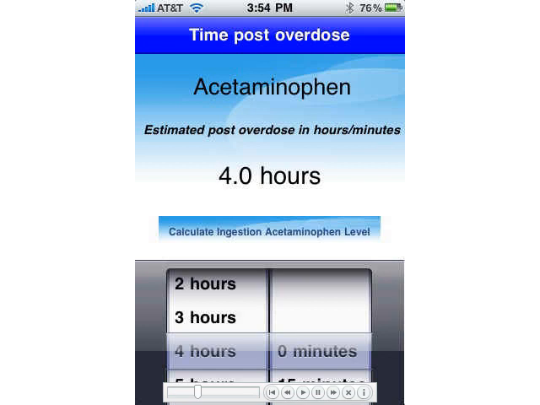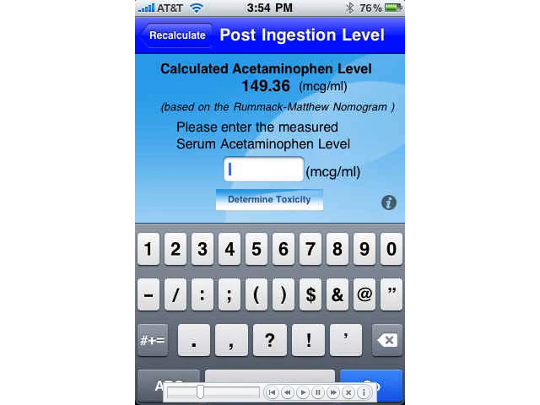In this demonstration, let's assume that the patient took the medication 4 hours and 0 minutes ago, according to the patient's family. The physician then enters 4 hours and 0 minutes on the tool. Recorded in this tool is then the calculated acetaminophen level of 149.36 micrograms per ml. This is the calculated acetaminophen level based on the Rumack-Matthew nomogram after 4 hours post-ingestion.